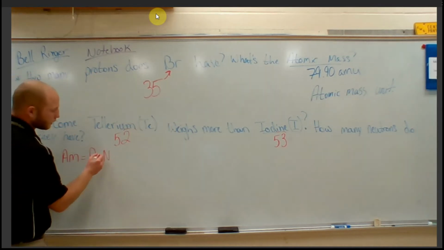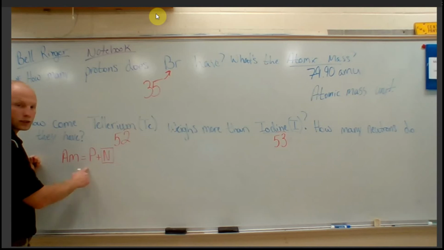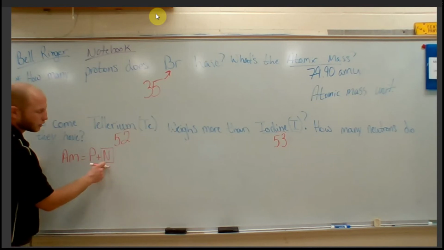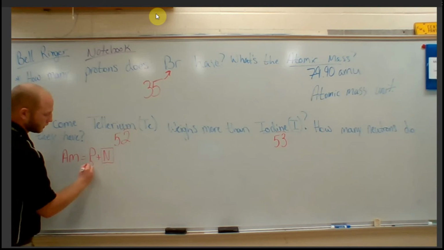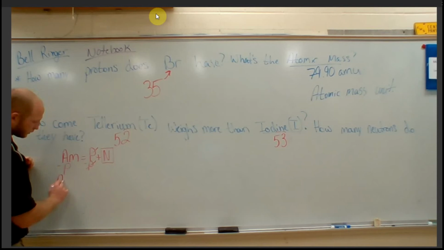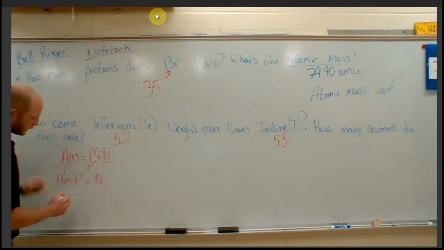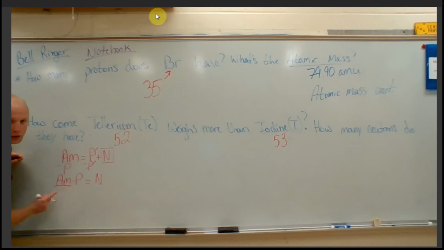So the only way to find the number of neutrons is by manipulating this equation right here. And it's pretty simple algebra. If I want to get neutrons by themselves, I just subtract protons. I subtract protons because it's addition, right? Cancel out. So I get atomic mass minus protons equals number of neutrons. The reason why we do this is because if you look on your periodic table, you will always be able to find the atomic mass, and you will always be able to find the number of protons.